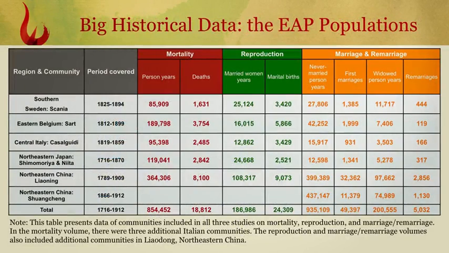In this chart, you see the totality of the 5 big population data sets, which in our study of mortality covers roughly 2 centuries, 1716 to 1912, and analyzes almost 850,000 person years and almost 19,000 deaths. The study of reproduction contrasts married woman years of 187,000 and 24,000 births, and marriage and remarriage looks at a population of never married people of almost 1 million, and studies almost 50,000 first marriages as well as 5,000 remarriages.